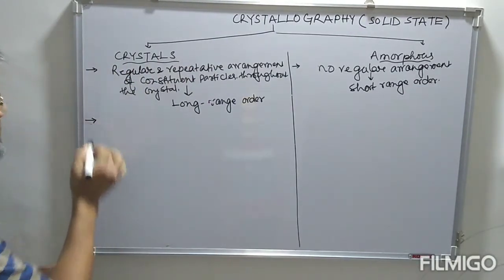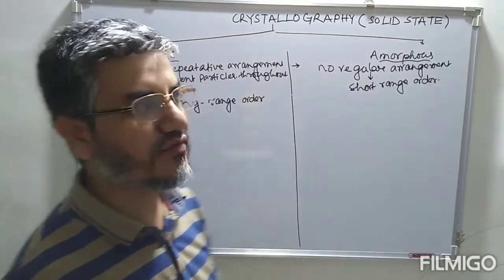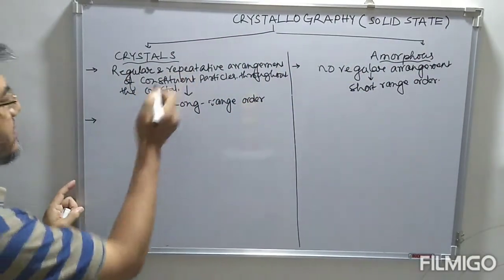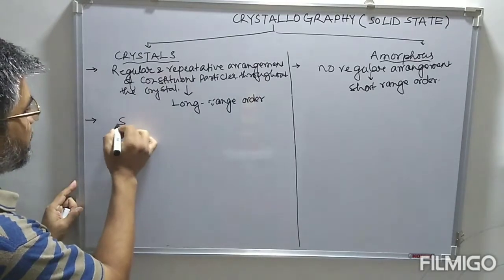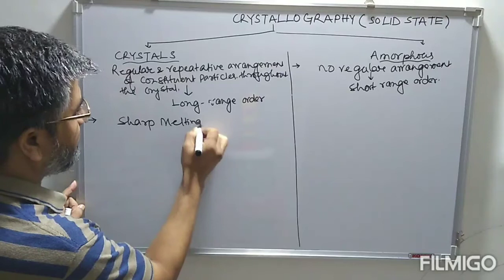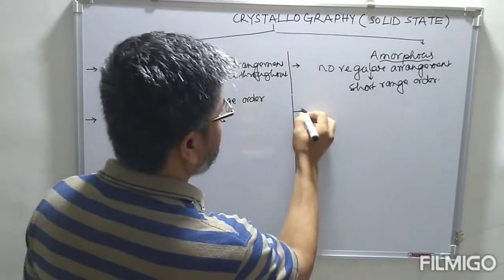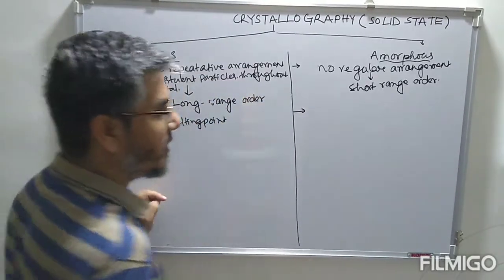Second point of difference between crystalline compounds and amorphous compounds: as we all know, crystalline compounds have a sharp melting point, whereas amorphous compounds do not have a sharp melting point.